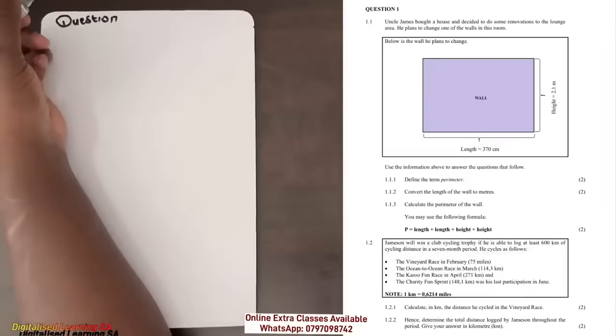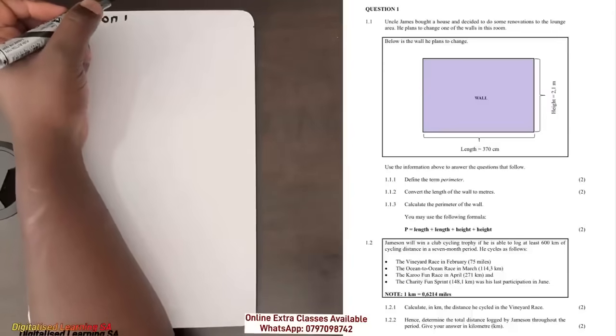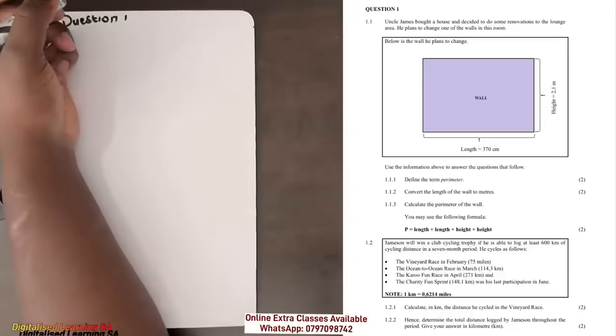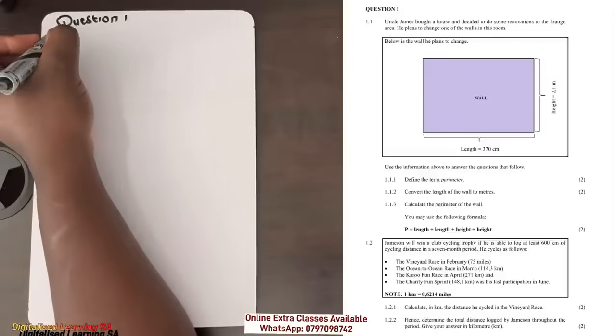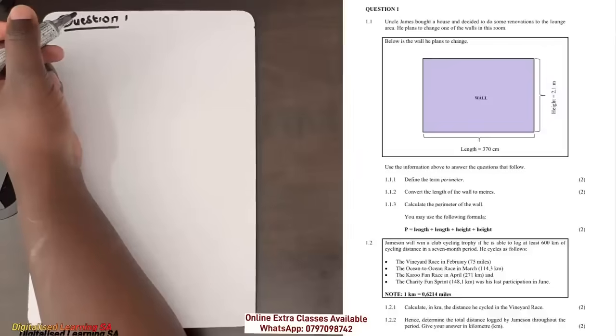So this is grade 12, paper 2, question paper. So we'll be starting with question 1. So without wasting any time, let's jump straight into it. So we'll start with question 1.1, and question 1.1 has its own set of questions.